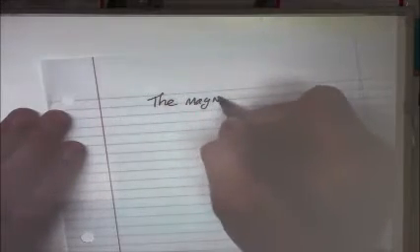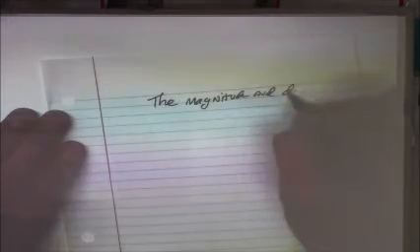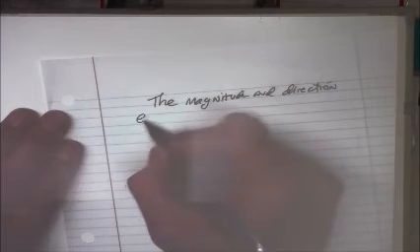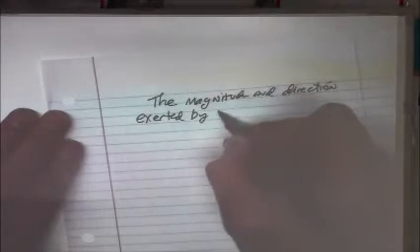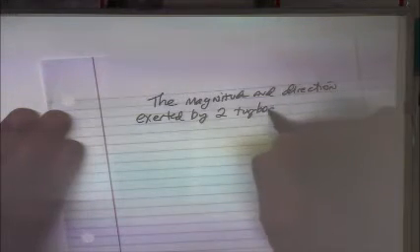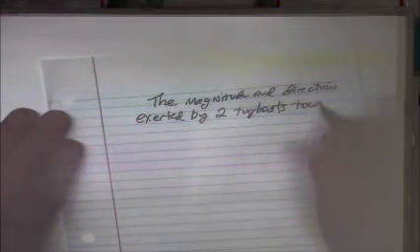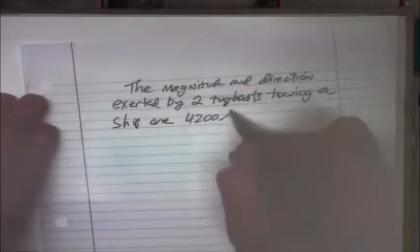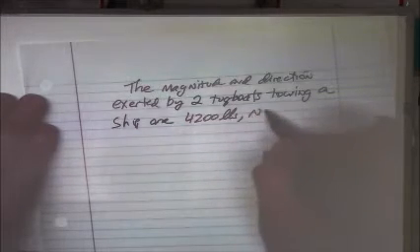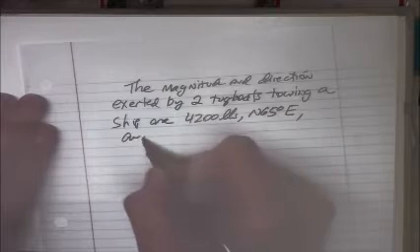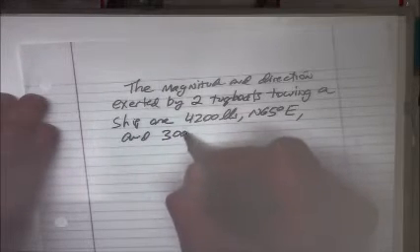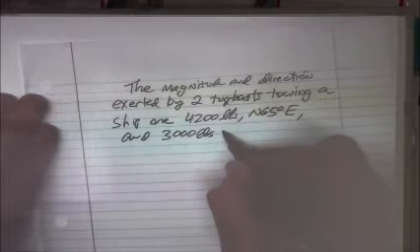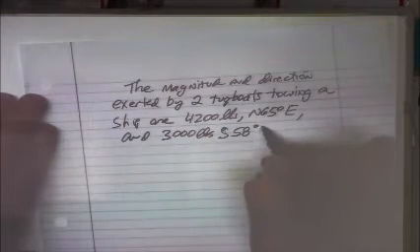So I'm going to ask you to copy this out. The magnitude and direction exerted by two tugboats towing a ship are 4,200 pounds north 65 degrees east and 3,000 pounds south 58 degrees east.